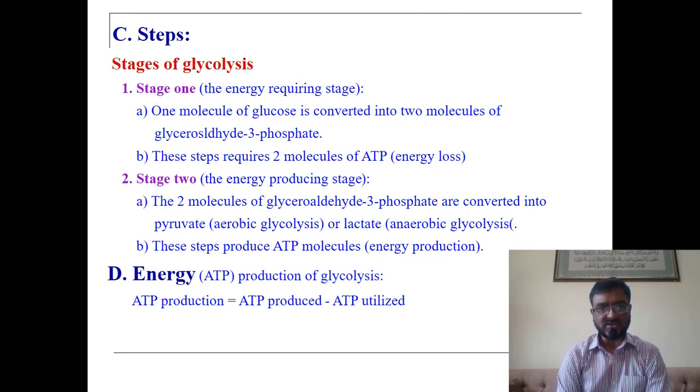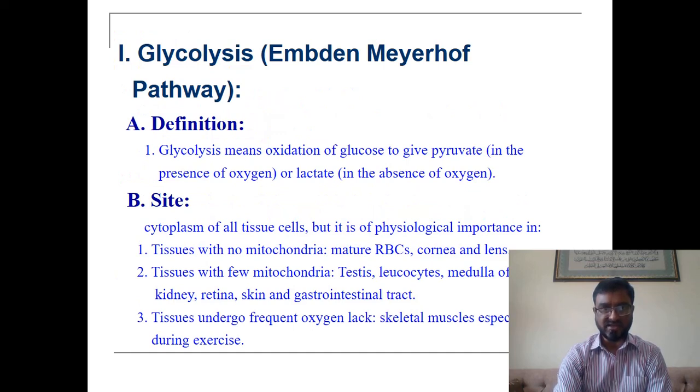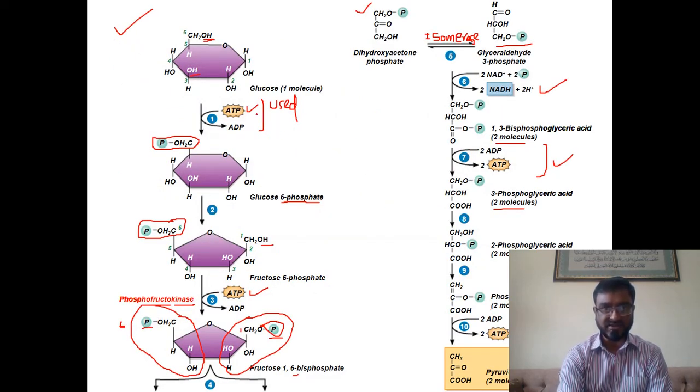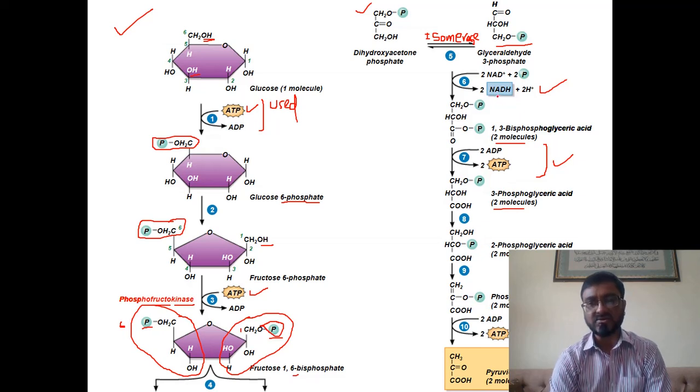So what is the net ATP production of glycolysis? That is equal to ATP produced minus ATP utilized. You can see some of the ATPs are utilized, but some of the ATPs are generated. This NADH, when it goes into the electron transport chain, has the capacity to produce 3 ATPs. There were 2 molecules, so 3 into 2, that is equal to 6 ATP. 2 ATP is generated here, 6 plus 2, 8. 2 ATP more generated here, 6 plus 2 plus 2, 10 ATP. So from one glucose molecule, 10 ATPs are generated.